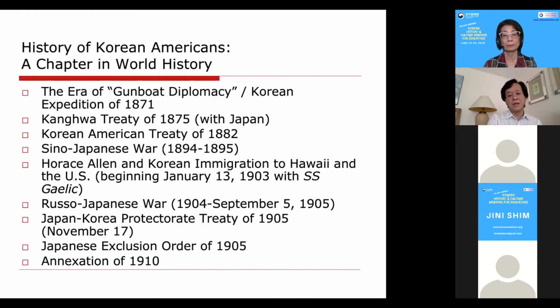However, in between those developments, what happens is the Protectorate Treaty means that Japan now gets to make foreign policy. One of the things that the Japanese government does as soon as Korea becomes a protectorate is to pass an exclusion order that says Koreans can no longer immigrate to Hawaii and to the United States, right? Why? Because Koreans are causing a lot of trouble for the Japanese government in Hawaii and in the United States because they're agitating for Korea's independence.